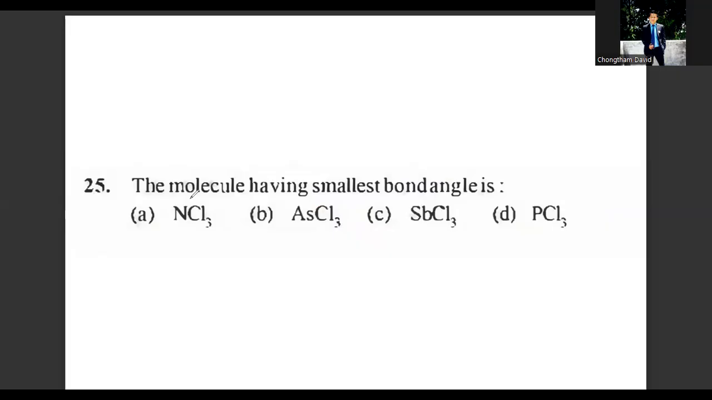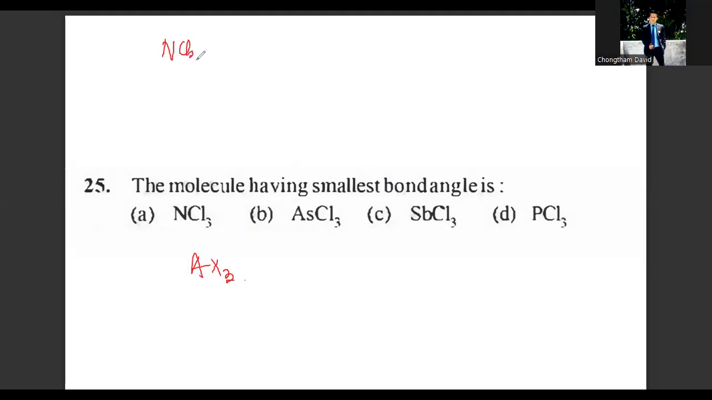Question number 25. The molecule having the smallest bond angle is... Okay, let's read all this. Nitrogen trichloride, arsenic trichloride, antimony trichloride, phosphorus trichloride. All the members form volatile halides of the formula AX3. All halides are pyramidal in shape, and the bond angle decreases as you go down the group due to the increase in the bond pair repulsion.